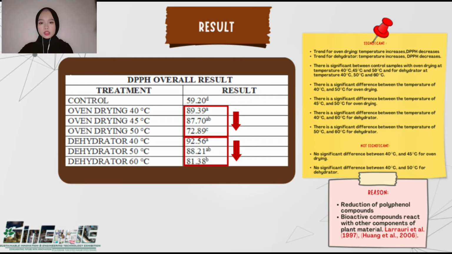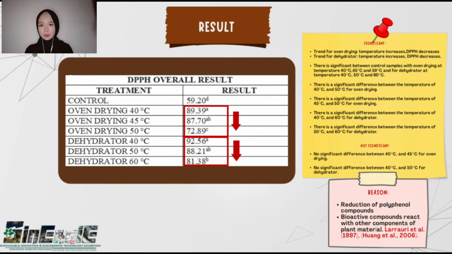At a temperature of 45 degrees Celsius for oven drying, there was a decrease in antioxidant activity but it was not significant, while at a temperature of 50 degrees Celsius there was a significant decrease to 72.89%, with a significant difference between the temperatures of 40 and 50 degrees Celsius. The temperature trend on the drying dehydrator increased.